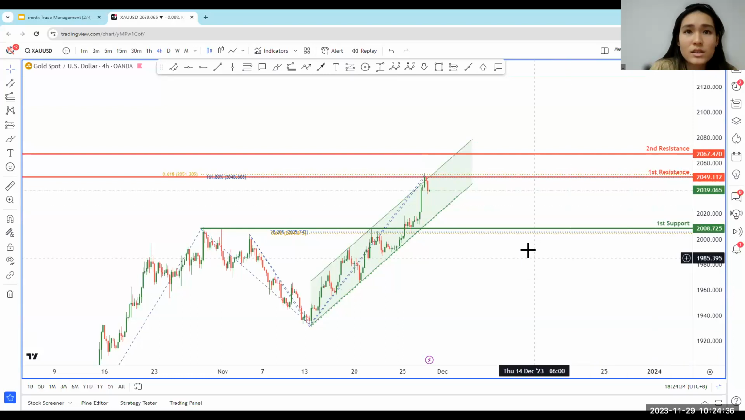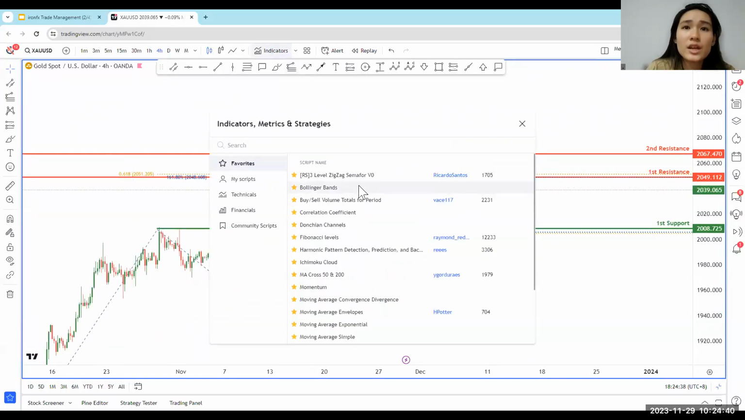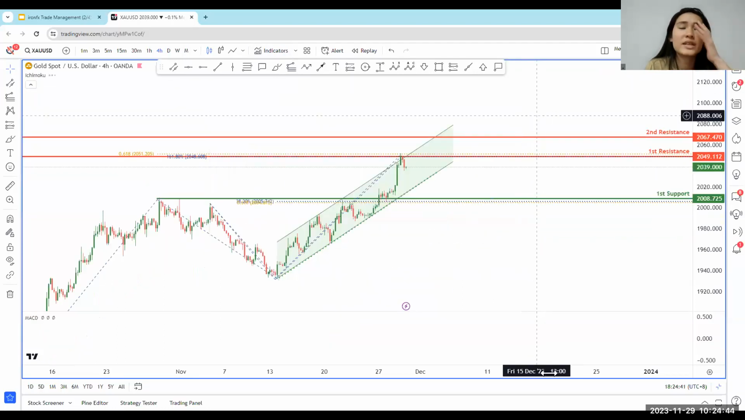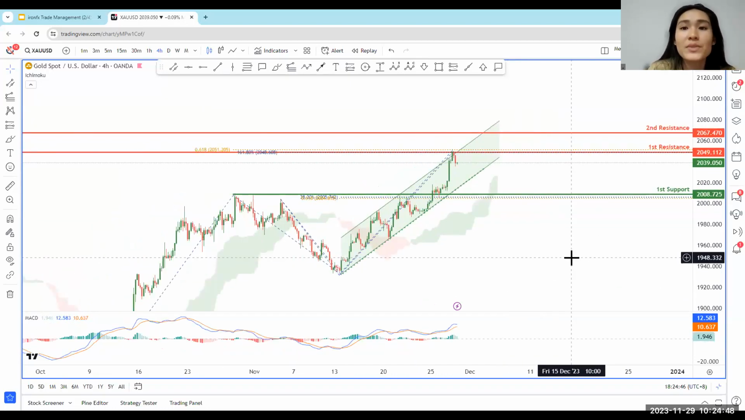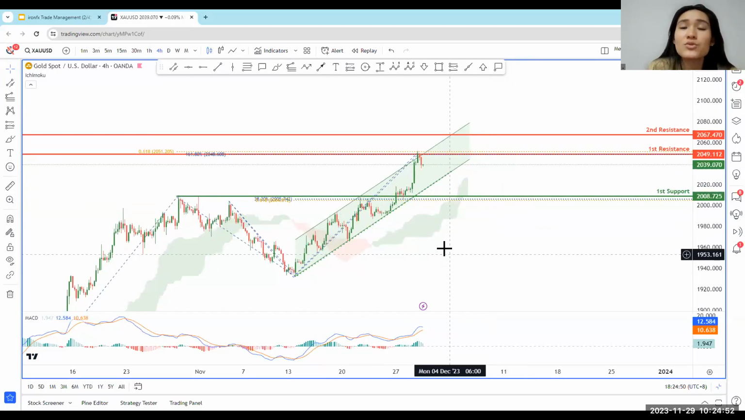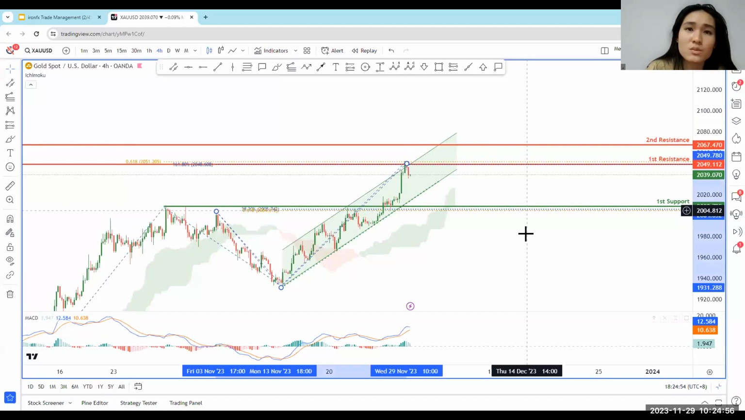Okay, I think that's all the levels that we have. So now let's go in with our indicators. I'd like to start off with Ichimoku and MACD because at one glance, it tells you exactly what the signals are. So Ichimoku, you can see price moving above the cloud, so it follows our bullish signal. MACD is also giving us bullish.